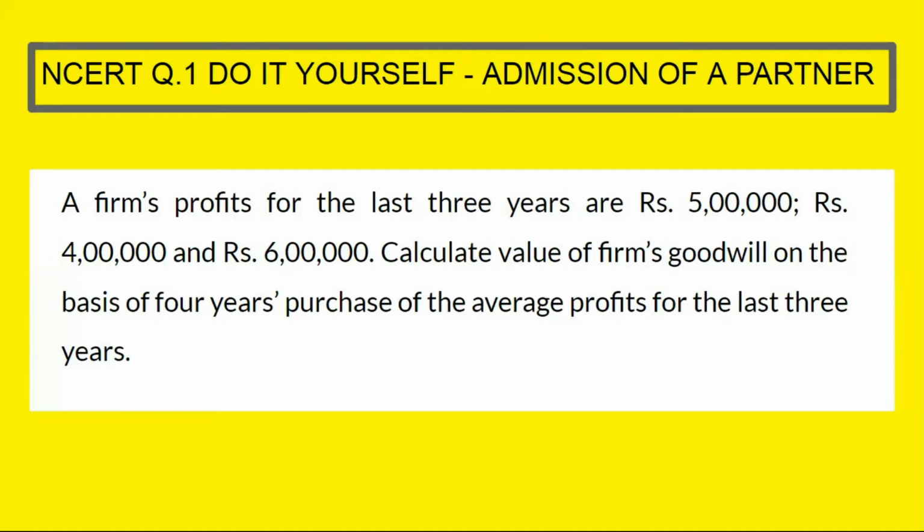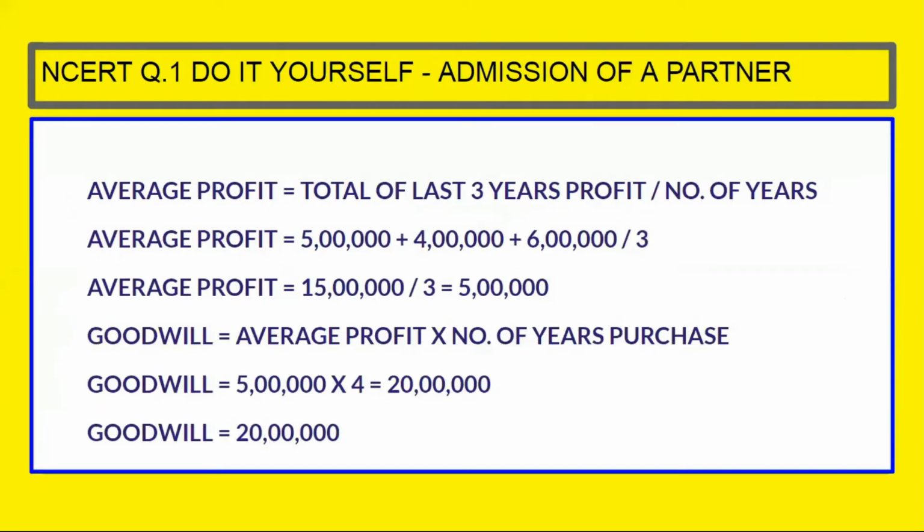last 3 years. So, 3 years' profit is given, and we have to calculate the goodwill on the basis of a 4-year purchase period. The solution: average profit equals the total of the last 3 years' profit divided by the number of years. If you substitute 5 lakh plus 4 lakh plus 6 lakh divided by 3, it will be 15 lakh divided by 3. The average profit is 5 lakh.